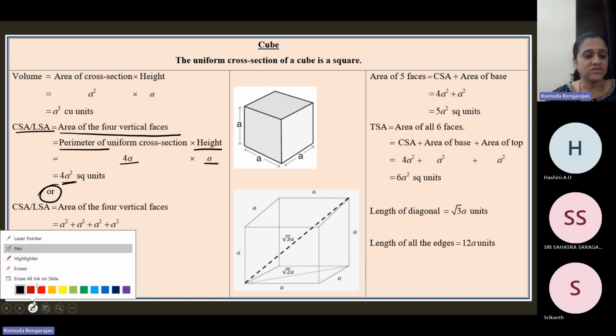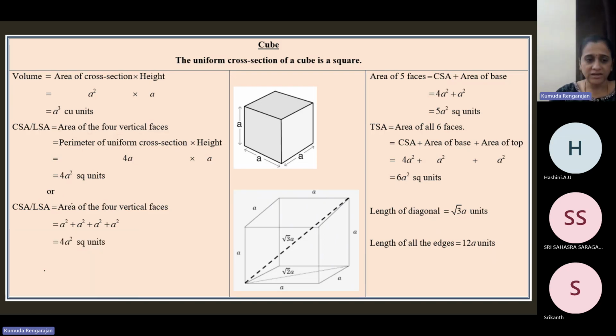Or CSA or LSA is, again, the area of the 4 vertical faces. What's the area of one face? A square. So 4 faces, 4A square. Volume is area of the uniform cross section into height. Area is A square into A, A cube. That's about the formula.